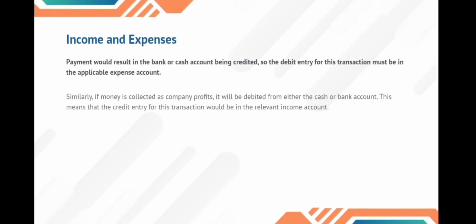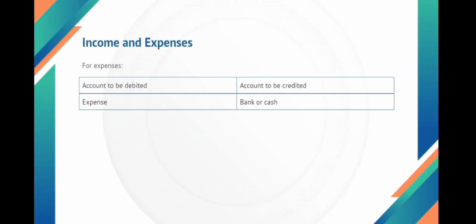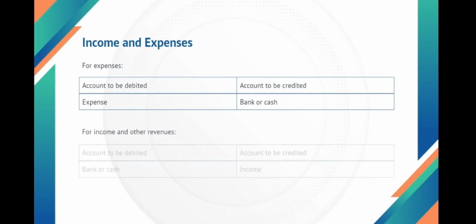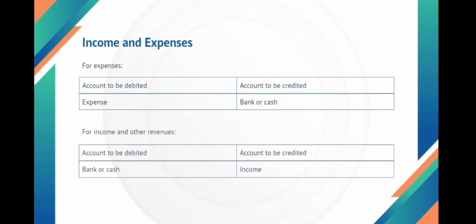Payment would result in the bank or cash account being credited, so the debit entry for this transaction must be in the applicable expense account. Similarly, if money is collected as company profits, it will be debited from either the cash or bank account. This means that the credit entry for this transaction would be in the relevant income account. For expenses. For income and other revenues.